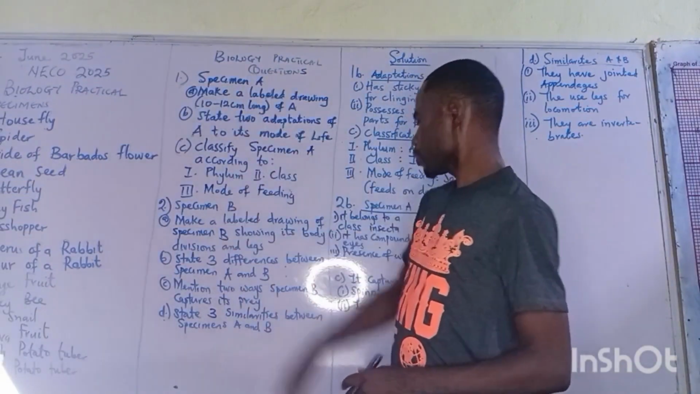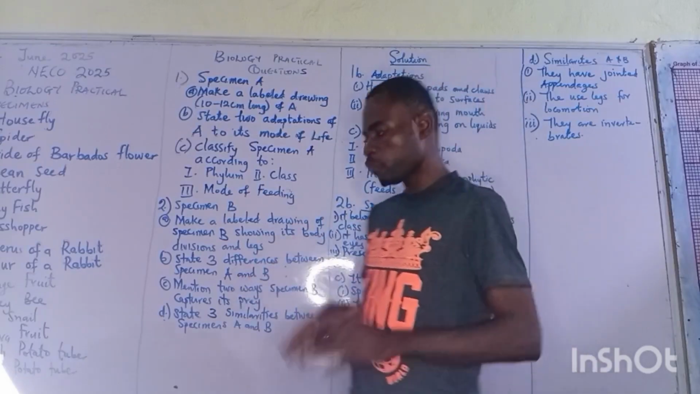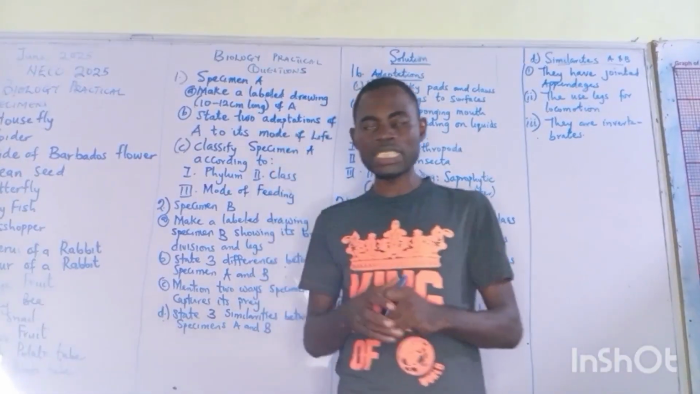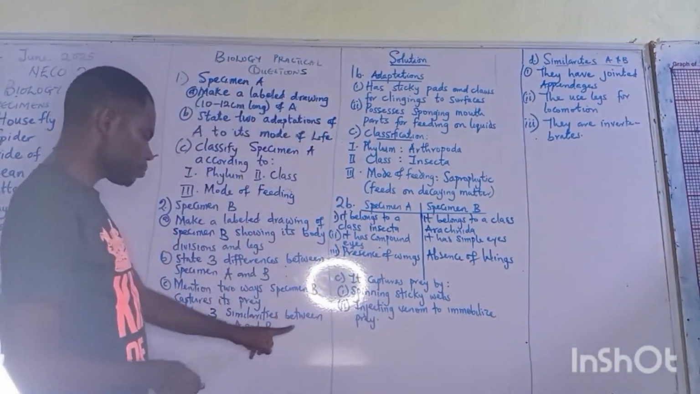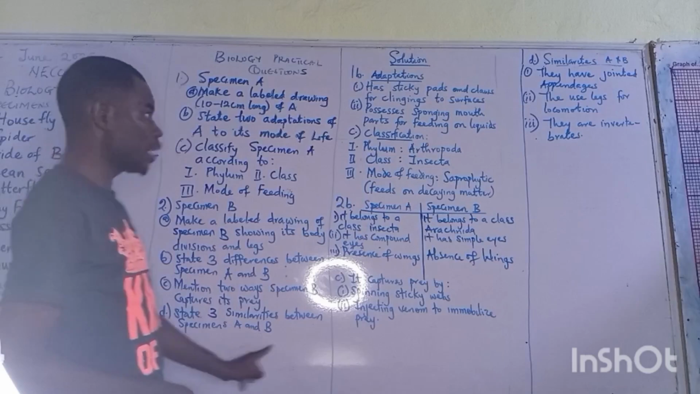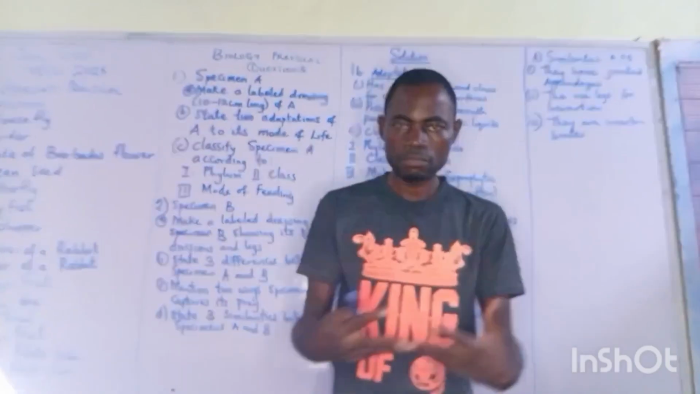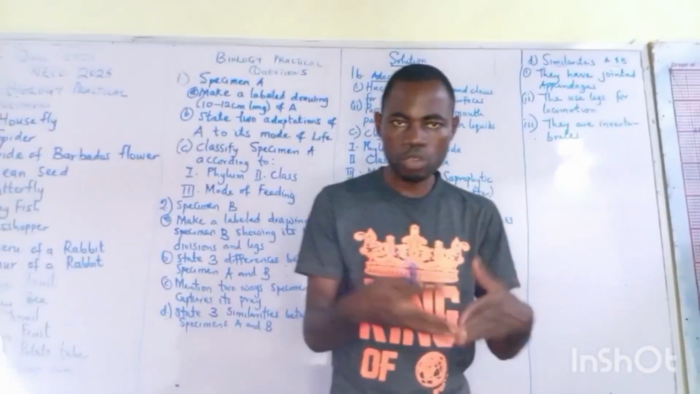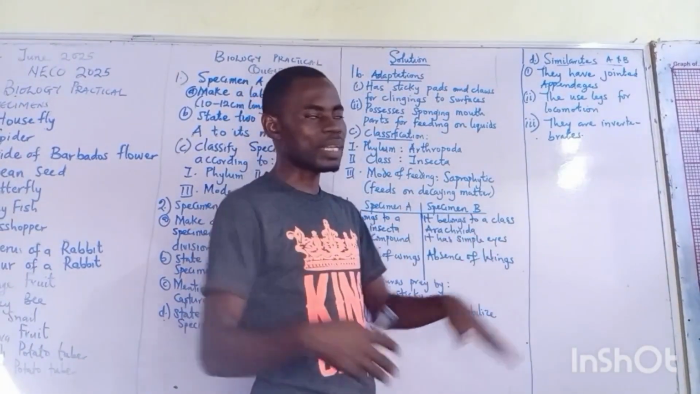A and B. But let me answer my last question before I round off my information for this video, before we meet in the next video. And I said, mention three similarities between specimens A and B. You know, A and B, housefly and spider, very close pair. What are the similarities? Apart from differences, they also have similarities.